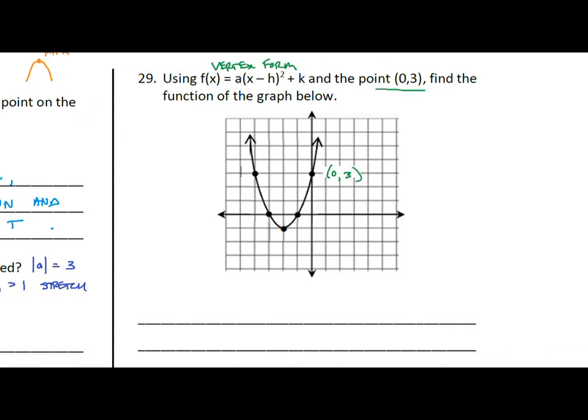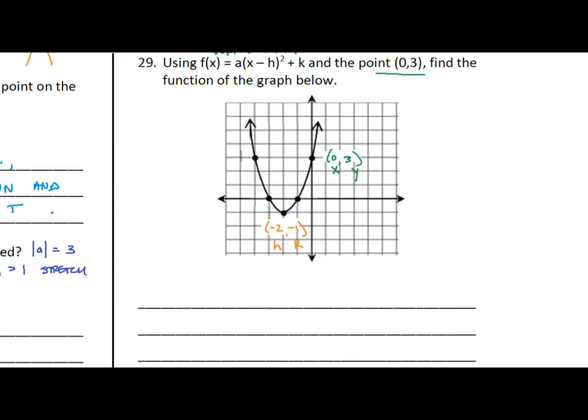So let's find our vertex. I'm going to go ahead and erase the spot here so we can see this better. Our vertex is going to be at, looks like it's negative 2, negative 1. Alright, so let's label these. We know the vertex is going to give us our h value and our k value, and the other point is going to give us our x value and our y value. So let's write our equation and plug in our 4 things and then solve for a.